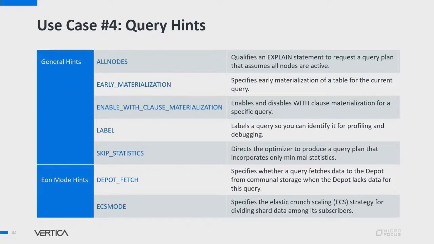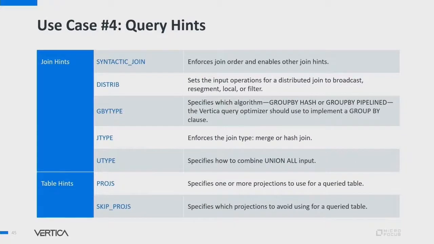Vertica has some query hints to assist the optimizer. For details, please see the product documentation. The label hint does not have any impact, but it is very useful when profiling the query. We have group by type, join type, and union all type hints, which make the optimizer enforce the operation type.